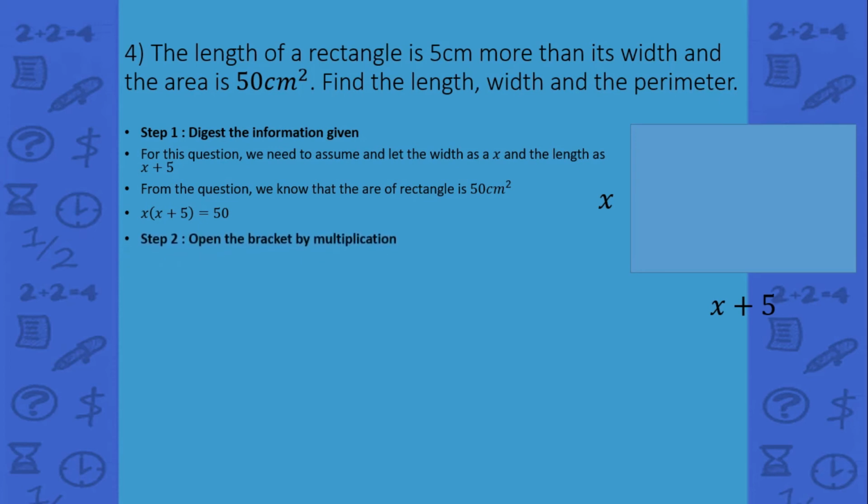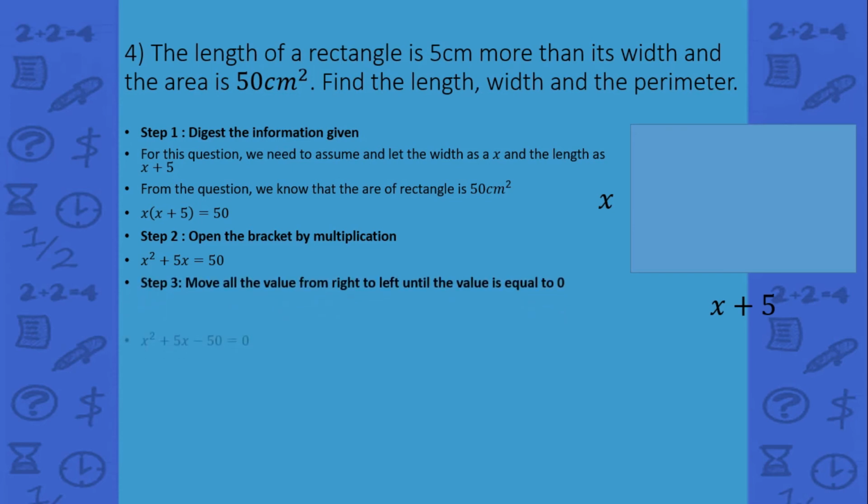After knowing the information, we proceed to step 2, open the bracket by multiplication. Next, step 3, move all the values from right to left until the value is equal to 0. And the final step, which is step 4, using the factorization.